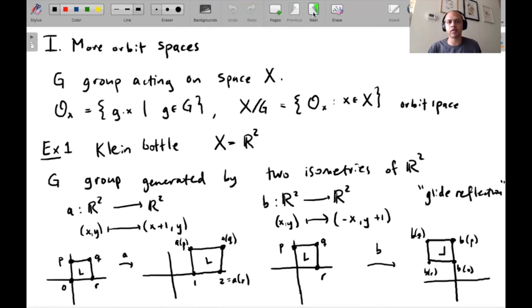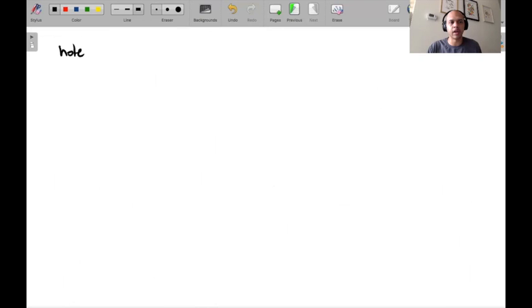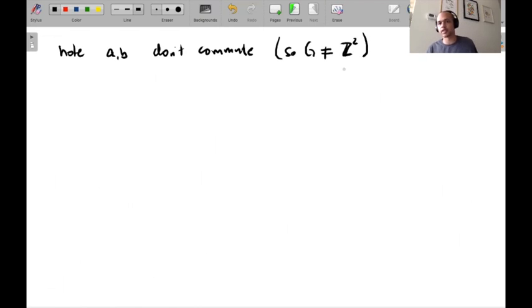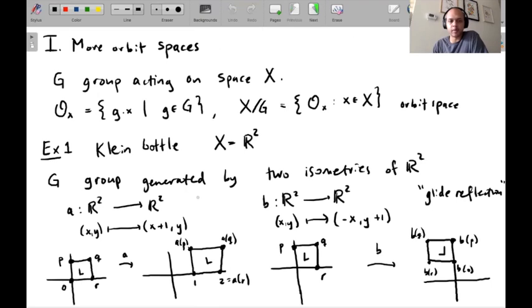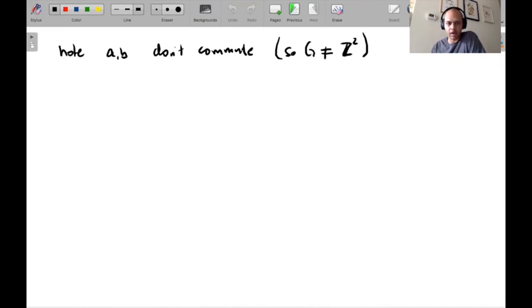So let me point out that A and B don't commute. So in particular, this group G is not isomorphic to just Z squared. And you could see this in a variety of ways. You could just draw the pictures and see where the unit square goes and see that it's different for AB versus BA, or you could just write down the two compositions. Maybe I'll let you check that.